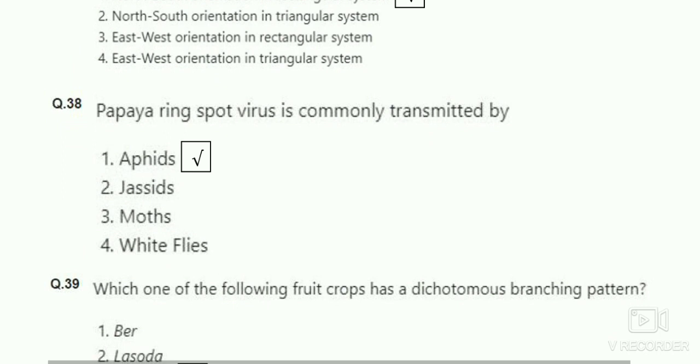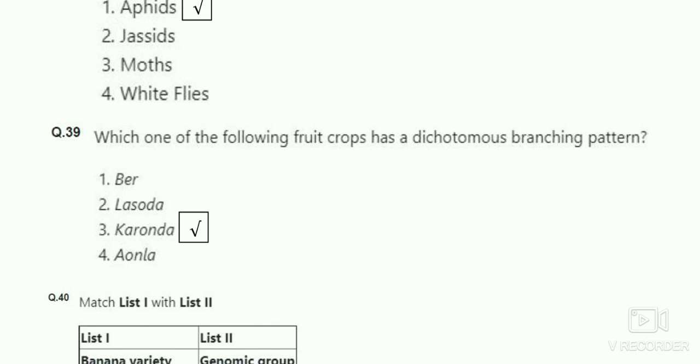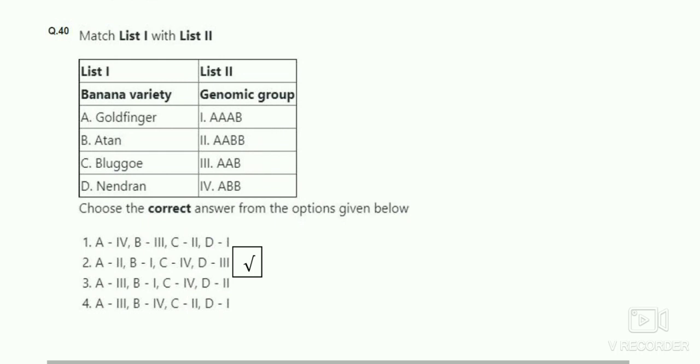Papaya ring spot virus is commonly transmitted by, right answer is aphid. Which of the following fruit crops has a dichotomous branching pattern? So the right answer is karonda. So there is one list of different genomic groups of banana, that is Gold Finger. So Gold Finger means AABB. Then Atan, that is AAAB. Then Bluggoe, so right, ABB. And then Nendran, AAB. But for Gold Finger, it's not correct. So according to the option, you have to do your question.